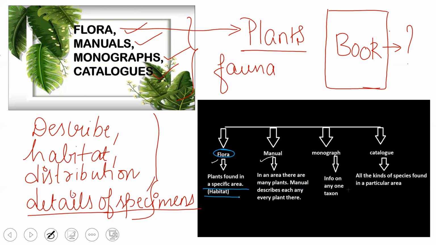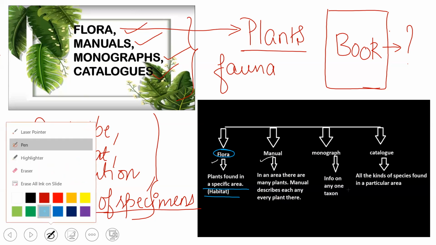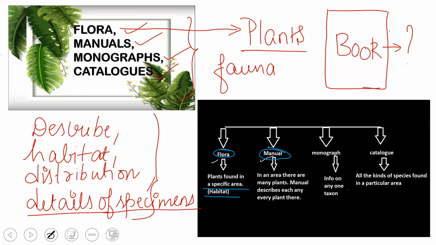Okay, then comes the next group, that is the manual. So you would have known, whenever you take any electronic devices, you get a book which is going to be gathering information about that particular usage of the description of that particular item, isn't it? Any electronic device. So just like that, manual, here manual refers to a book. It is also a book which contains the information of many plants. Okay, in an area there are many plants. Manuals describe each and every plant there.